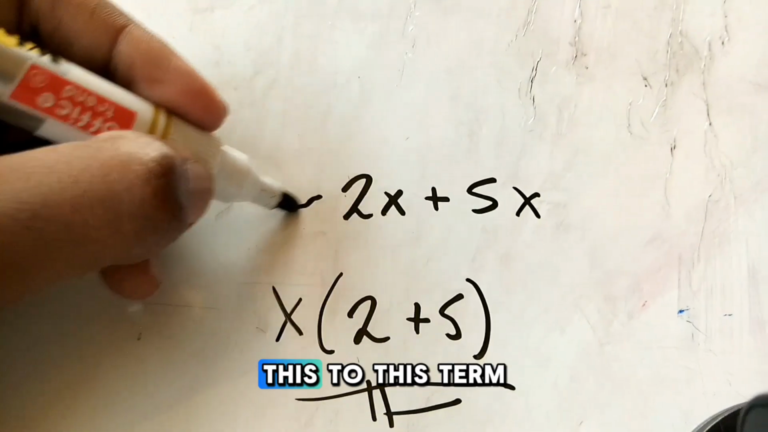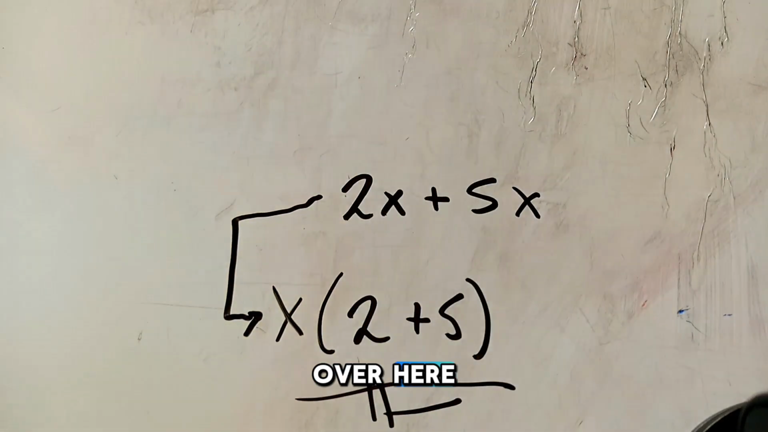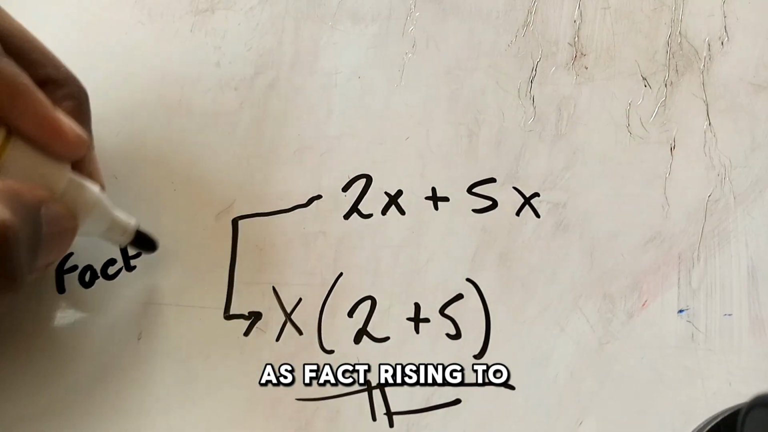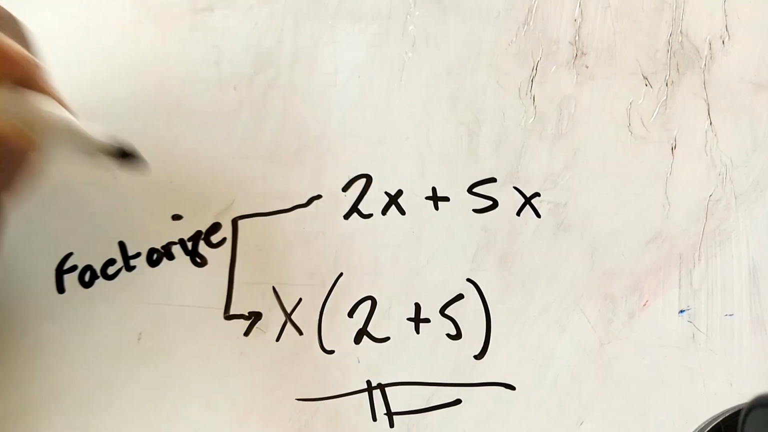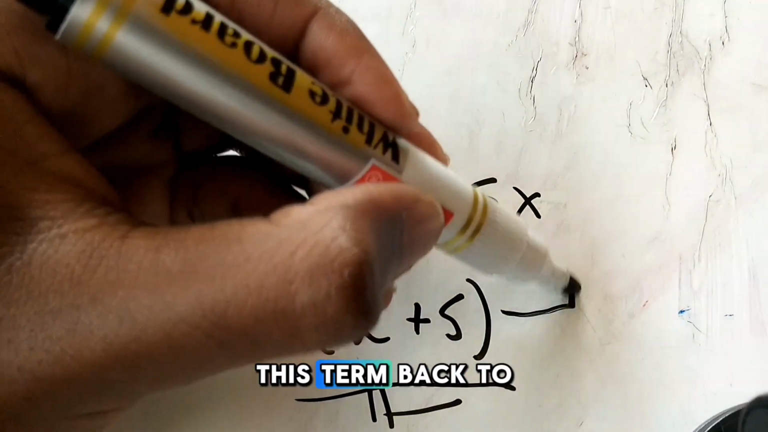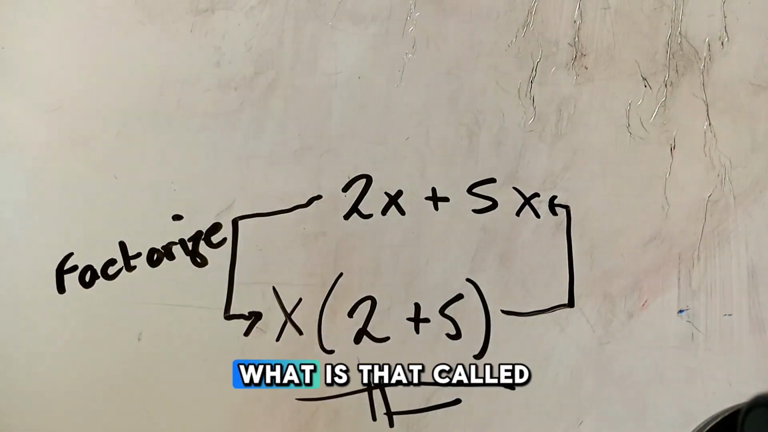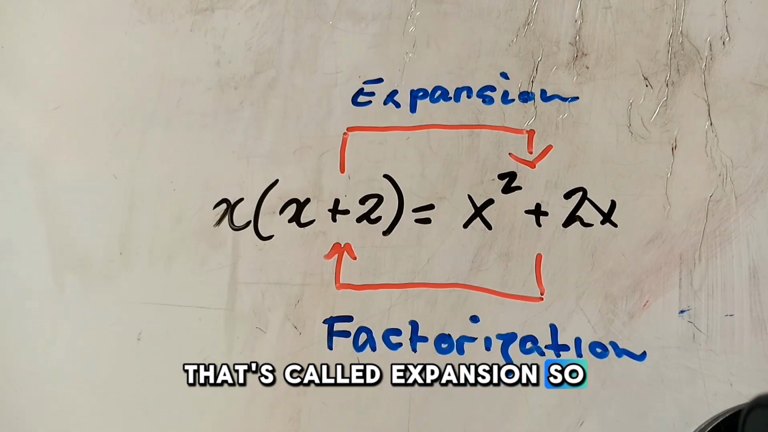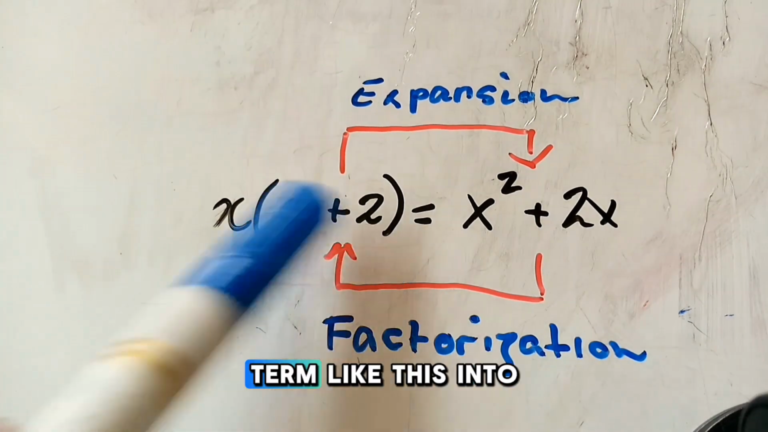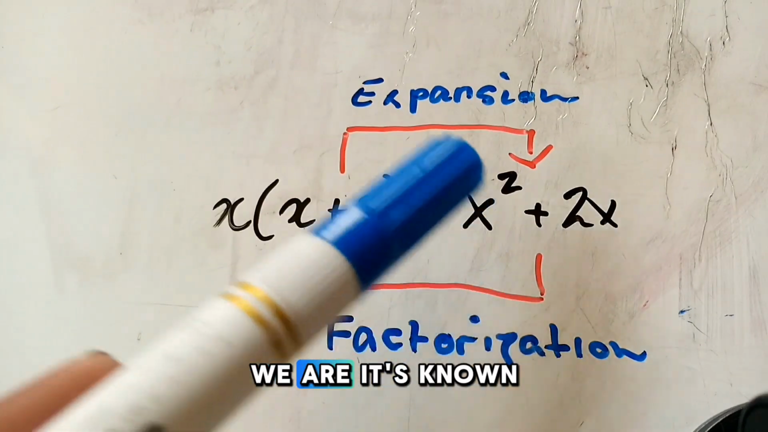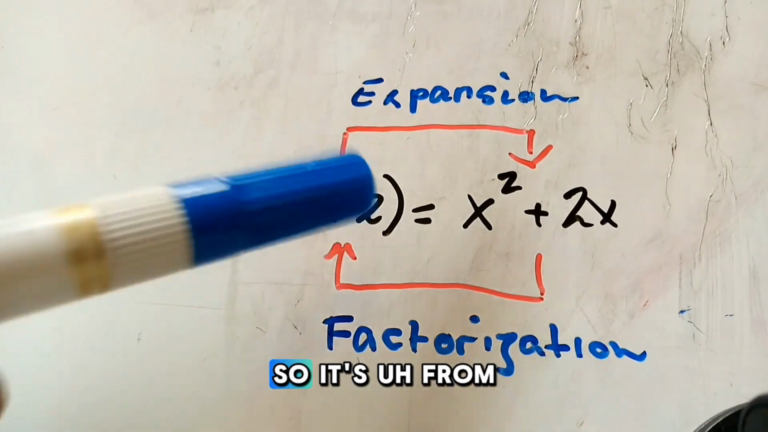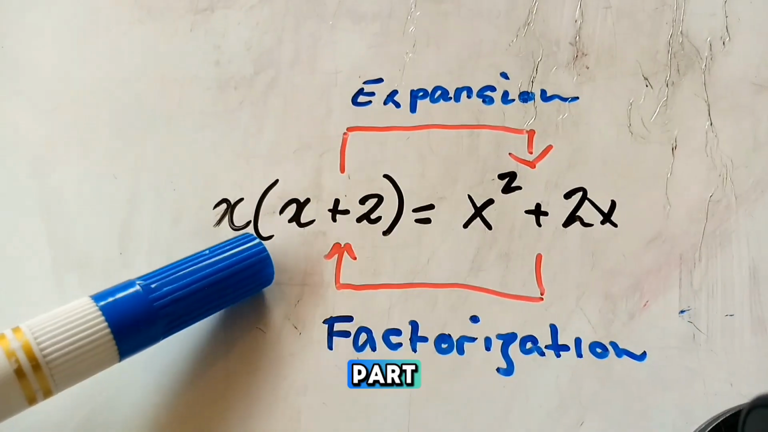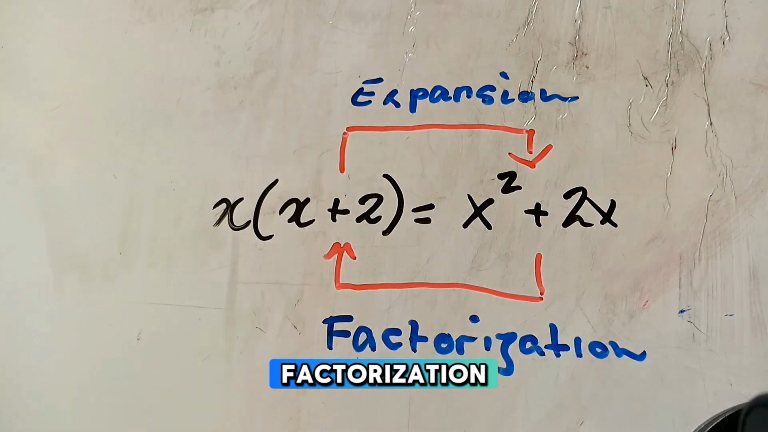Now, when we take this to this term over here, it's known as factorizing, to factorize. Now, what if we take this term back to its original state? What is that called? That's called expansion. So, when we're taking a term like this into this form, it's known as expanding it. So it's from the term expansion. But when we take this back to this part, using common factors, it's called factorization.